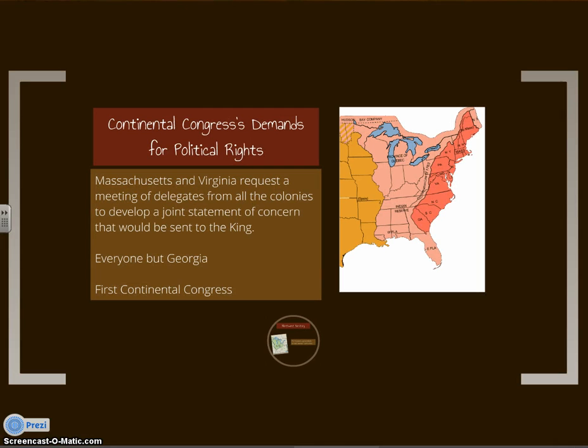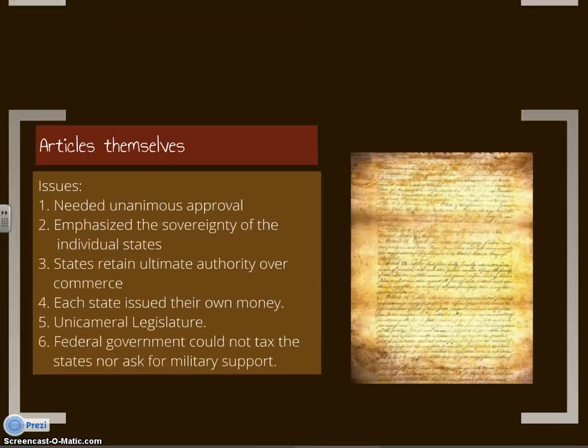The Continental Congress's demands for political rights. Massachusetts and Virginia requested a meeting of delegates from all of the colonies to develop a joint statement of concern that would then be sent to the king. Everyone showed up but Georgia, which we'll see was a problem later on. This becomes the first Continental Congress, and this will be the authors of the Articles of Confederation.